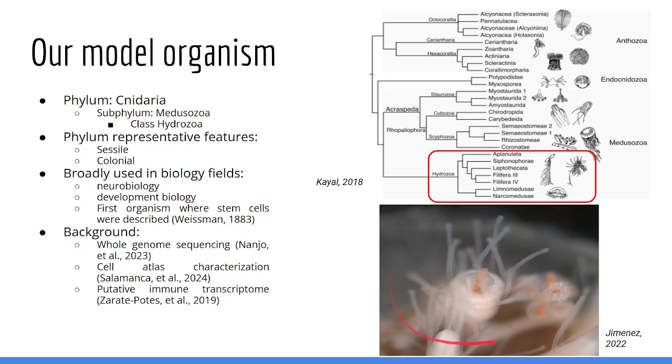First of all, let me present you our investigation model. This is Hydractinia symbiolongicarpus, a Cnidarian and hydrozoan from the Filifera 4 group, and it has been described as a model organism from the Cnidarians because of its life history traits. It's a sessile and colonial organism like the gorgonians, the corals, and our medusa. It has also been used in other biology fields like neurobiology, developmental biology, and stem cell biology. Hydractinia has its whole genome already sequenced, a first characterization of its cell atlas, and a putative immune transcriptome.